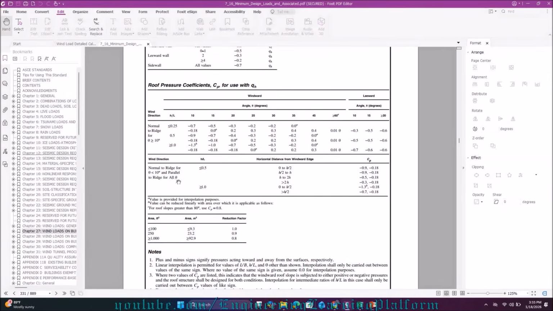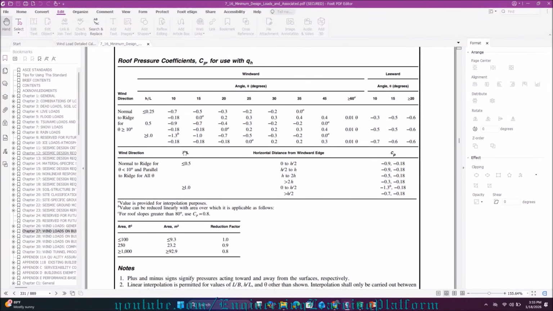Similarly, for parallel to ridge, based on our H over L ratio, we get the value of Cp. And here again, this 0 to H over 2 is basically the distance from your windward edge. So from 0 to H over 2, from windward, you have to use this Cp coefficient. Then from H over 2 to H, you have to use this. Basically, this is the distance from the windward edge.